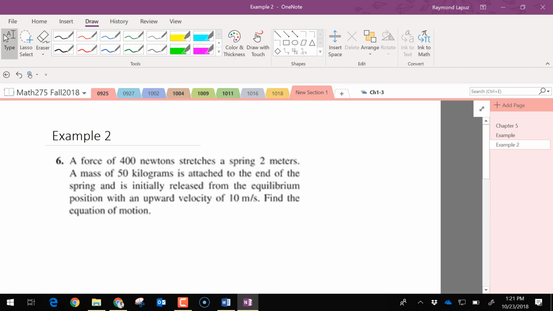So here it says the force of 400 newtons stretches a spring 2 meters. A mass of 50 kilograms is attached to the end of the spring, and it's initially released from equilibrium position with an upward velocity of 10 meters per second. Find the equation of motion.